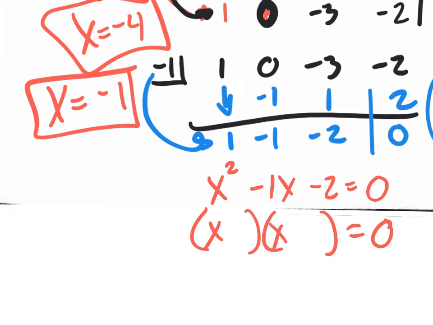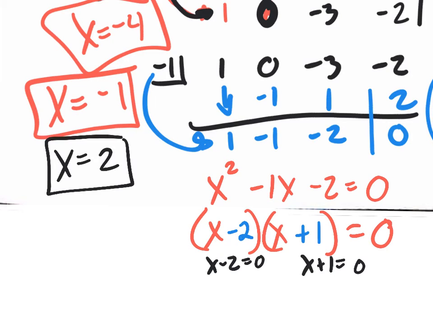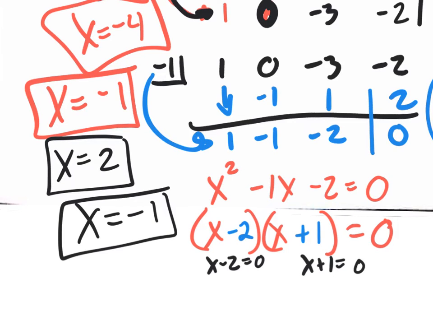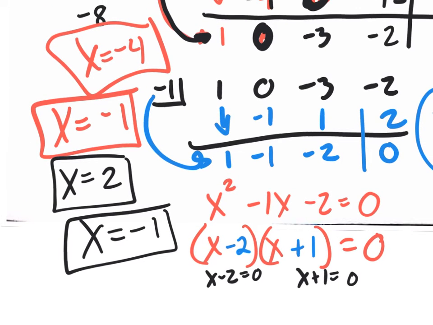So what times what is negative 2, that if you combine together is the middle value, negative 1. Negative 2 times positive 1. Which means when I split them, x minus 2 equals 0 and x plus 1 equals 0. I want to get my two other answers. What are the two other answers? X equals 2. X equals negative 1. So, ladies and gentlemen, we have our four answers. X equals negative 4, negative 1, 2, and negative 1.